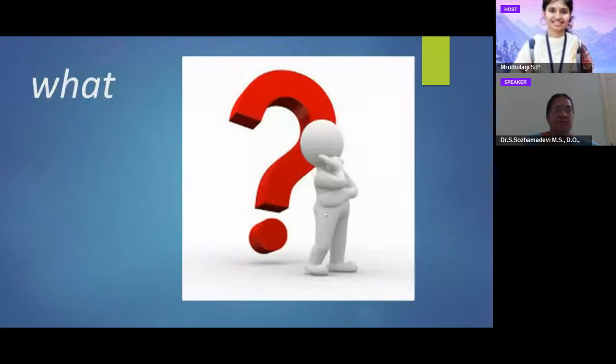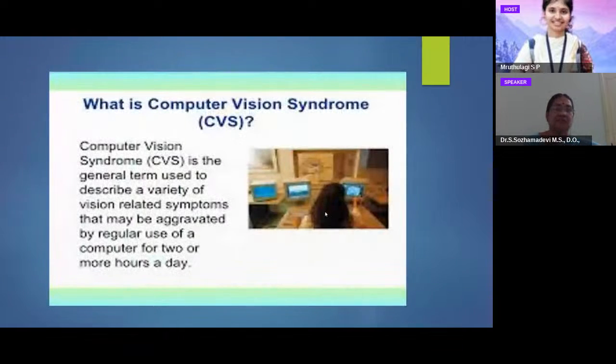What is this computer vision syndrome? This computer vision syndrome is the term that is being used for all the vision related and non-ocular symptoms that are caused due to usage of gadgets on a regular basis for 2 or more hours per day.